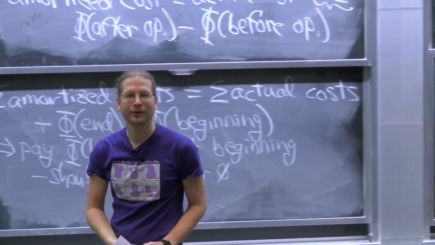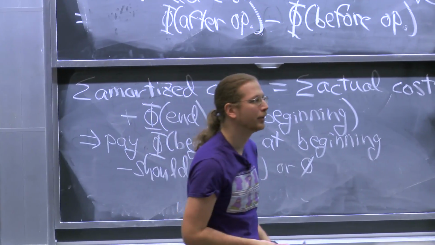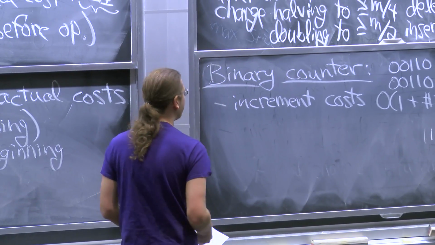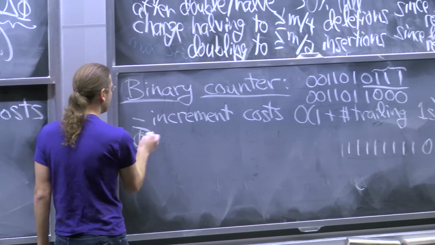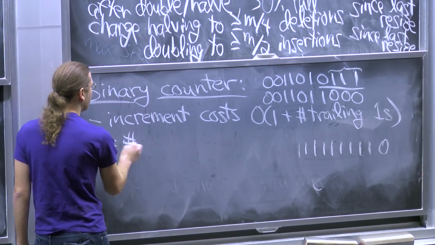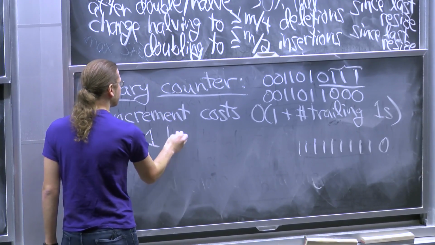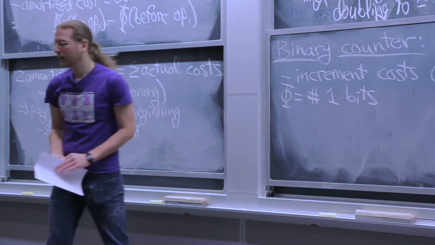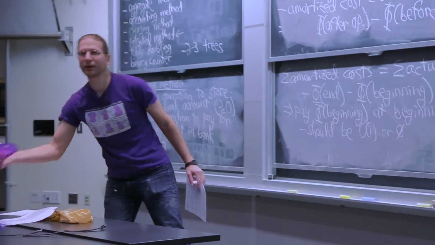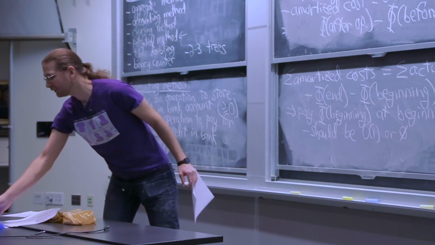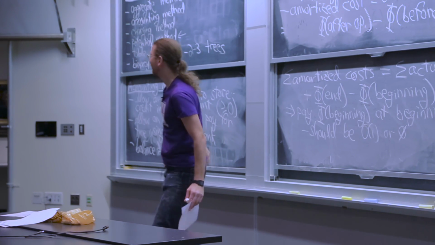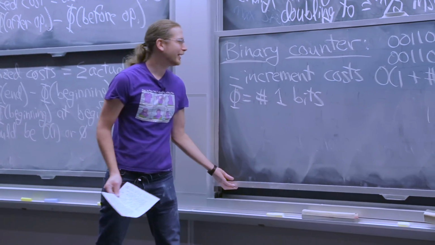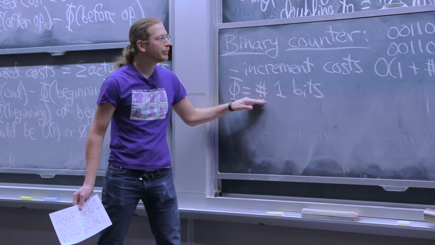Other ideas? Yeah? The total number of one bits. The total number of ones, yeah. Let's define fee to be the number of 1 bits. That will work.